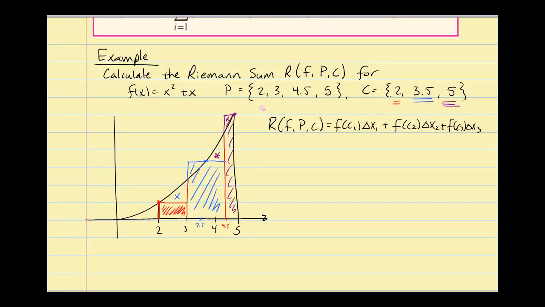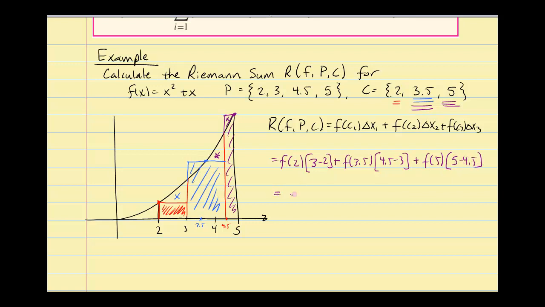In plugging in then, I get f of 2, because my first partition point is 2, times the width of the first rectangle, which is 3 minus 2, plus f of 3.5, because they said to plug 3.5 in to find the height of the second rectangle, times the width of the second rectangle, which is 4.5 minus 3, plus f of 5 times the width of my third rectangle, which is 5 minus 4.5.